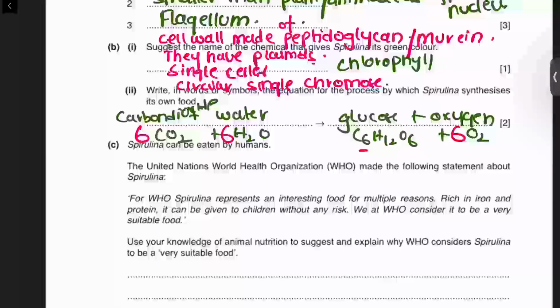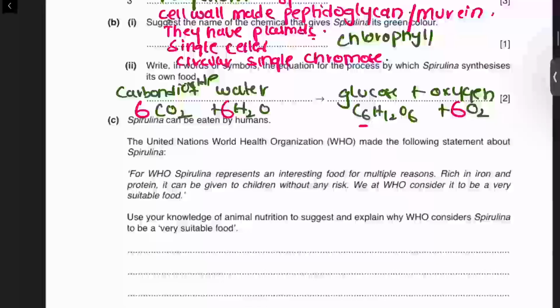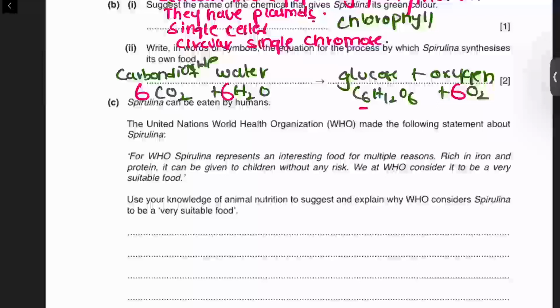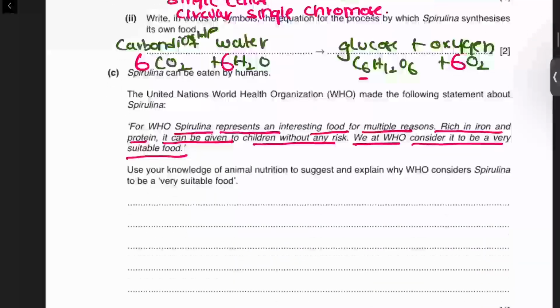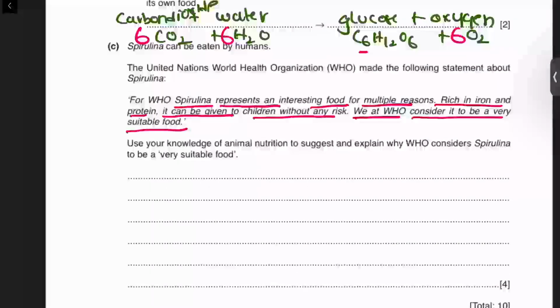Spirulina can be eaten by humans. The United Nations World Health Organization made the following statement about spirulina. So it can be eaten by humans. For WHO, spirulina represents an interesting food for multiple reasons. Rich in iron and protein, it can be given to children without any risk. We at the WHO consider it to be a very suitable food. Use your knowledge of animal nutrition to suggest and explain why WHO considers spirulina to be a very suitable food.